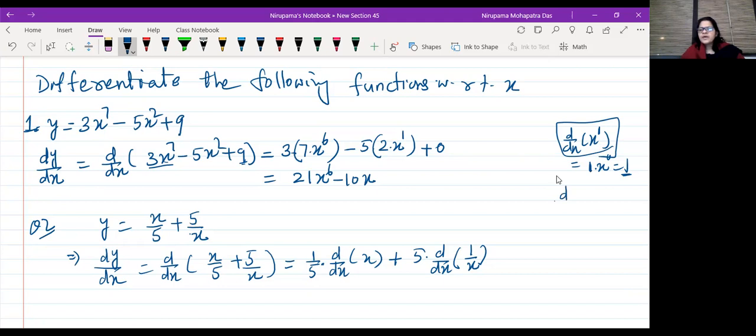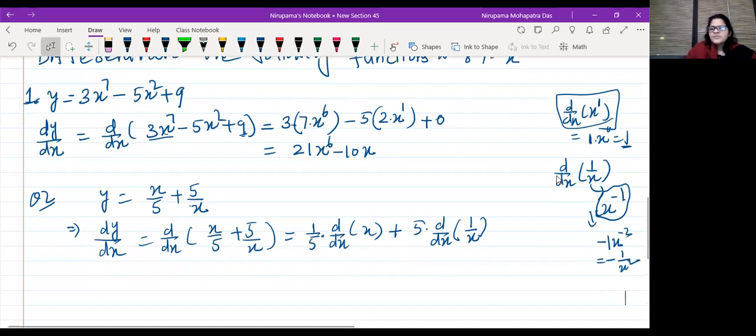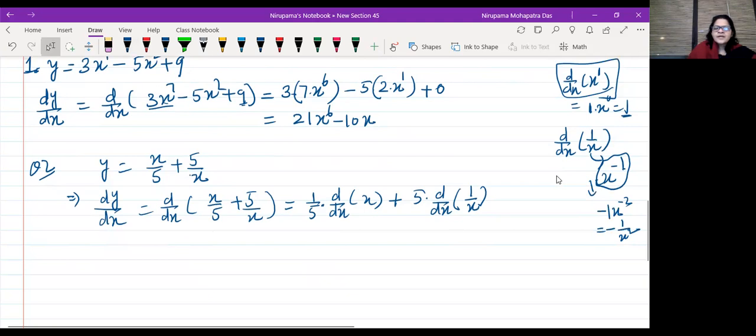Similarly, whenever we have d by dx of 1 by x, 1 by x means x to the power minus 1. So d by dx of x to the power minus 1 will be minus 1 into x to the power minus 2. That means minus 1 x to the power minus 2, or you can write minus 1 by x square. Eventually you will be habituated in writing this directly.